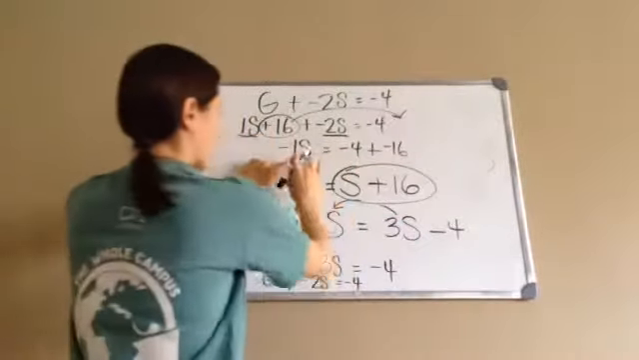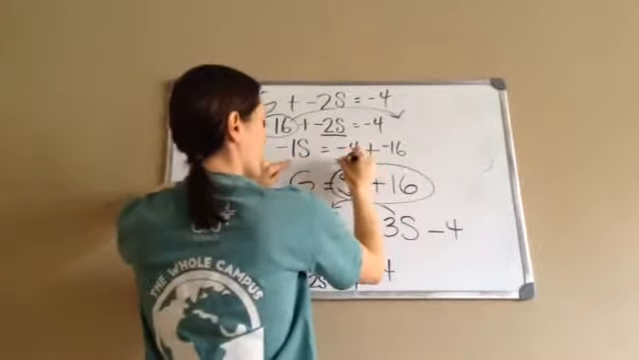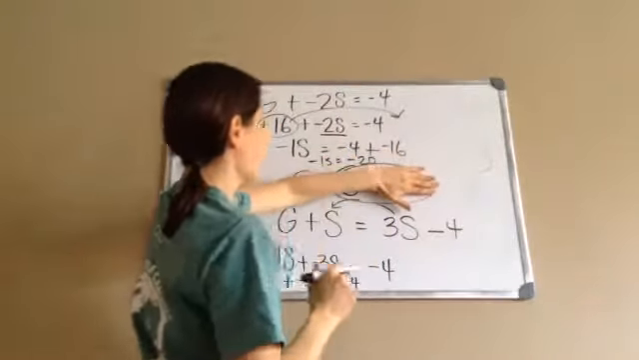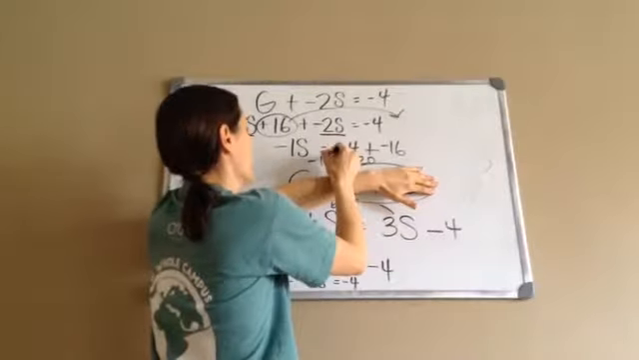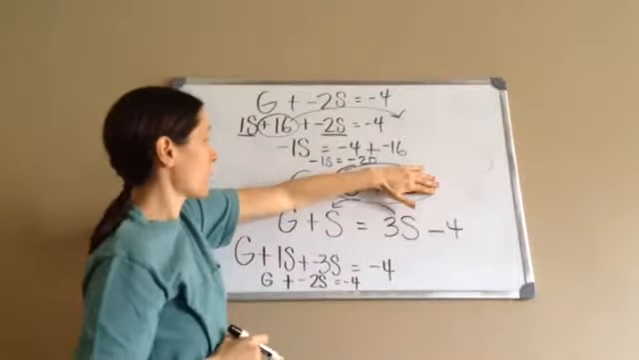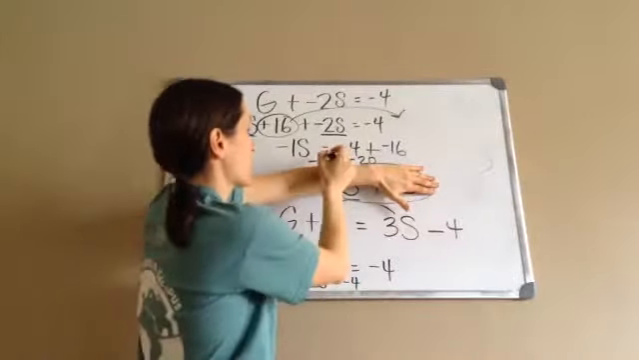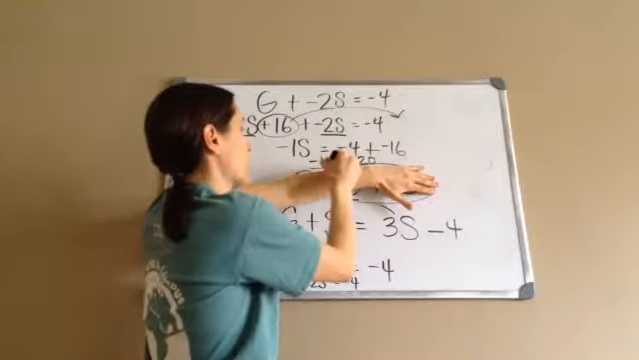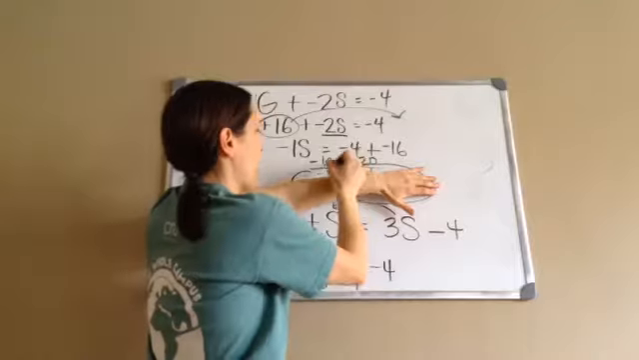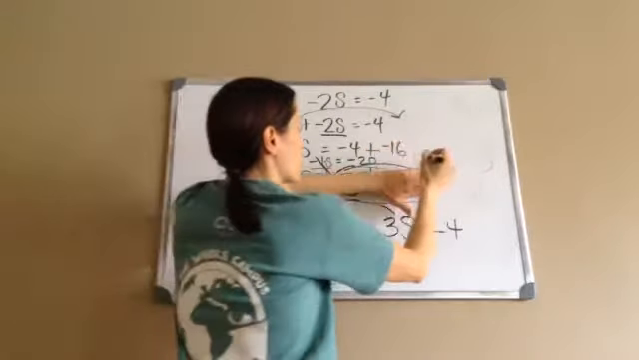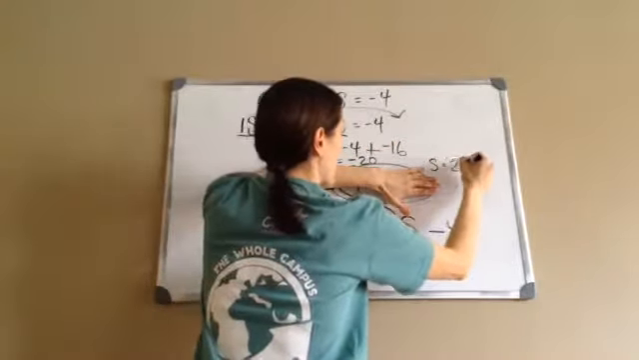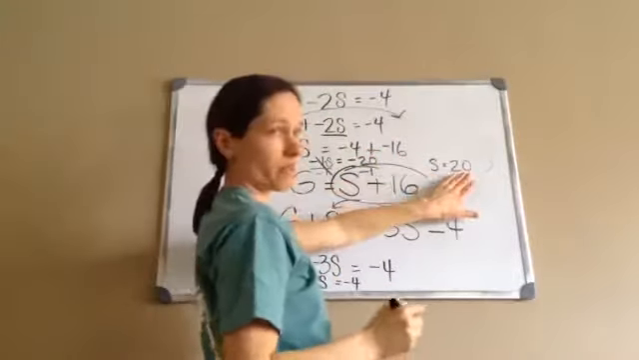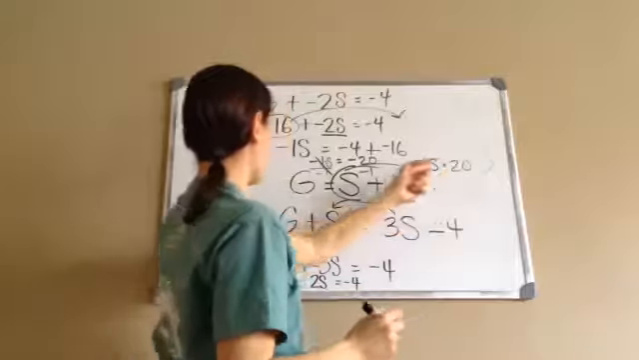Right? And so then negative 1S equals negative 20. This may be confusing. Negative 1S equals negative 20. Okay? And so this is negative 1 times S, so this divides by negative 1. And so S equals positive 20, because negative 20 divided by negative 1 gives me a positive 20. So S equals 20. All right?